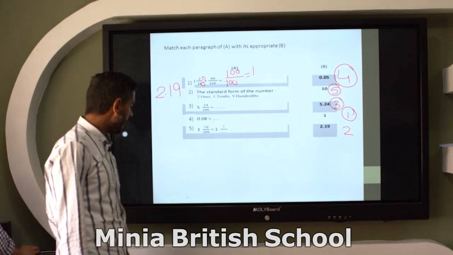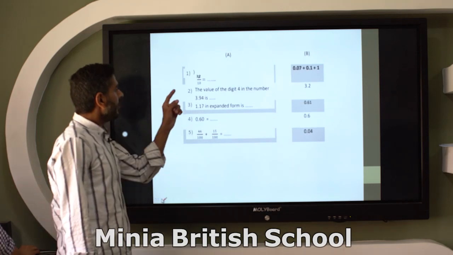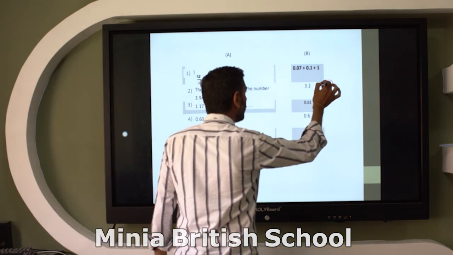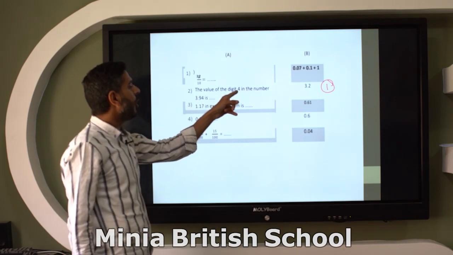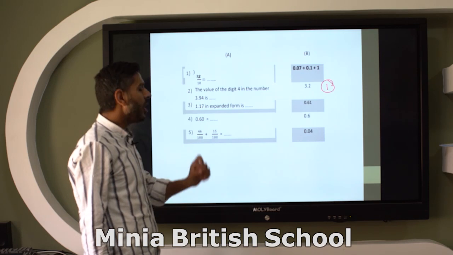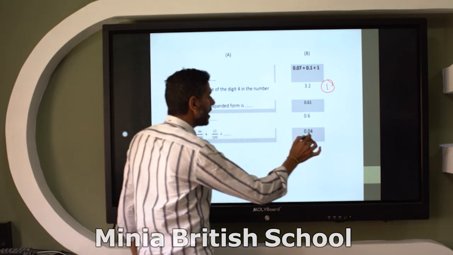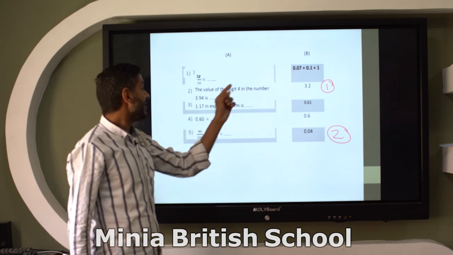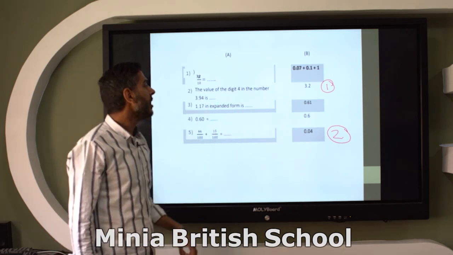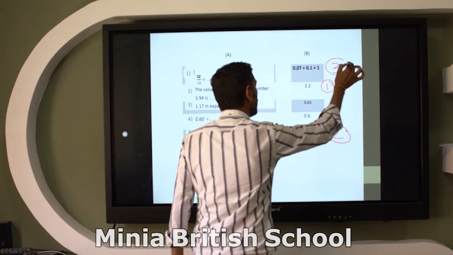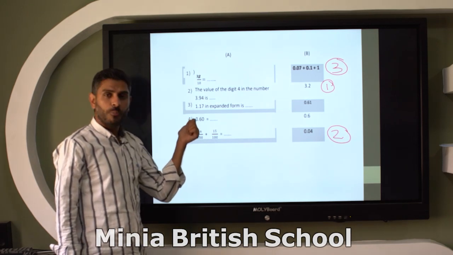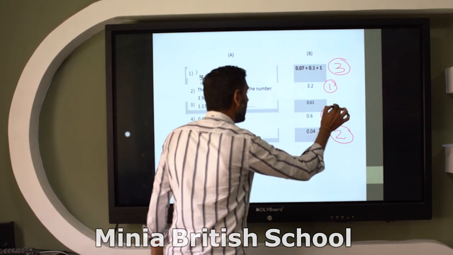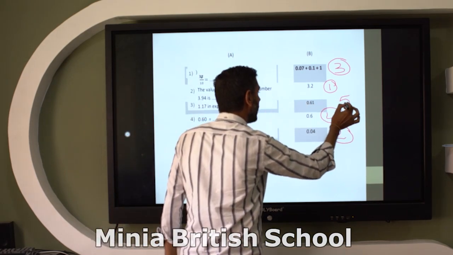Another example, match. 32/10, yes, 3.2. Okay, the value of the digit 4 in the number 3.94. The value here 0.04, it's number 2, right? Okay, 1.17 in expanded form. Yes, 1 plus 0.1 plus 0.07 here, number 3 equals. Number 4, 0.16. Yes, equal 0.6. Number 4. And plus 1, this number 5. Okay.